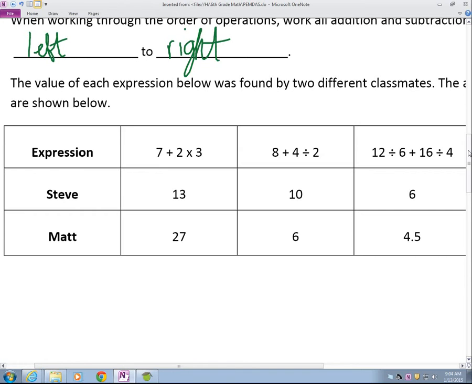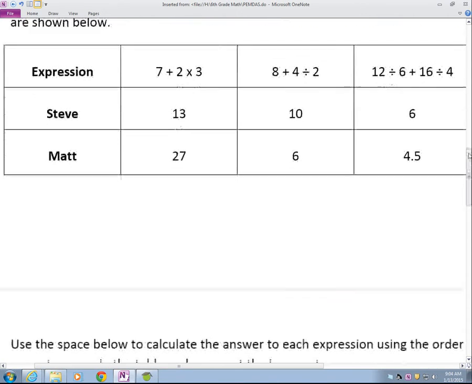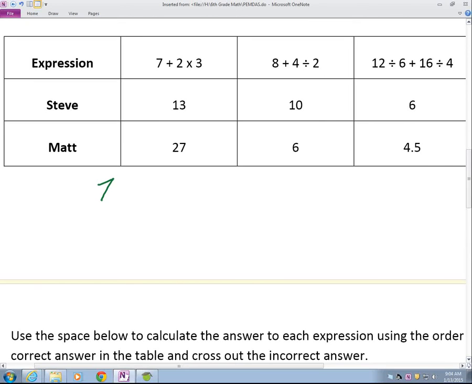Okay. So we do have multiplication, and we go left to right. How many multiplication situations do we have? There's just one. So what's the first thing we're going to do? 3 times 2. So we have 7 plus, and what's 3 times 2? 3 times 2 equals 6. So we have 7 plus 6, and we know that's 13. So I'm going to circle 13.